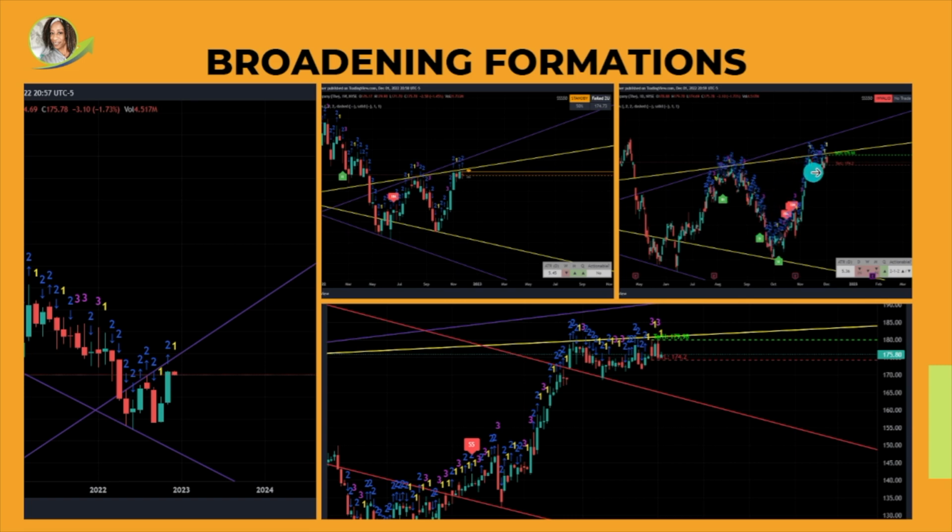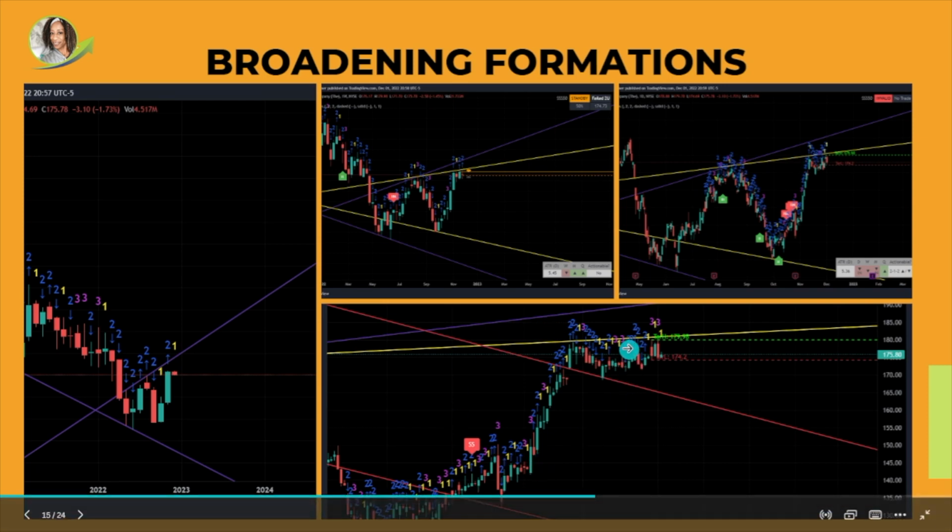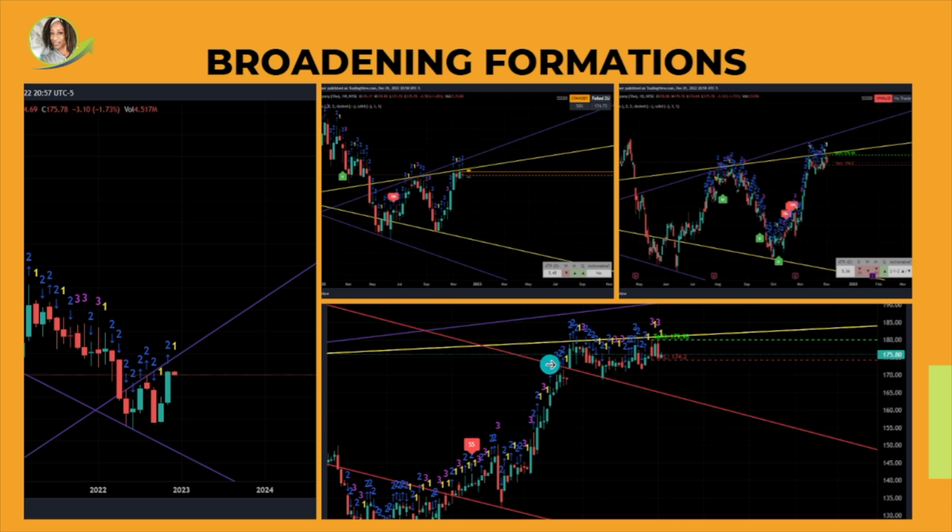For shorter term traders, you may want to draw more shorter term broadening formations. For instance, this is the 4 hour, and there are multiple within there. You can break it down to the 1 hour if you want, and especially for day traders, that is perfect. But yeah, hopefully that shows you how you can draw them.